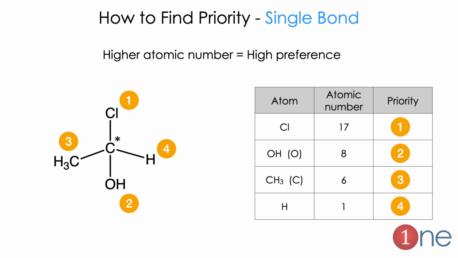You can easily remember that hydrogen always comes last. You can even neglect it. So the higher the atomic number, the higher the preference.